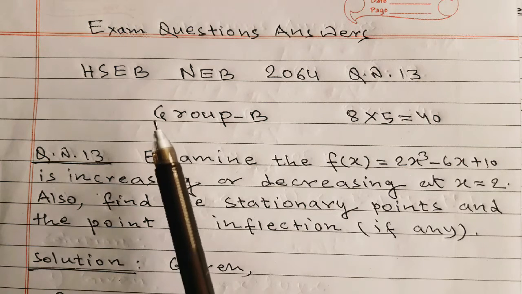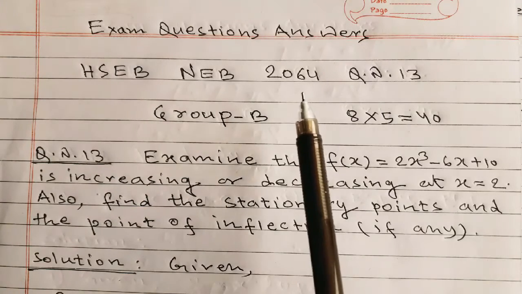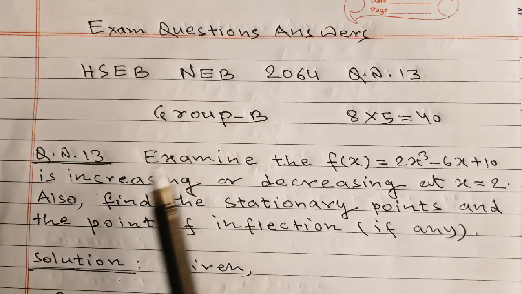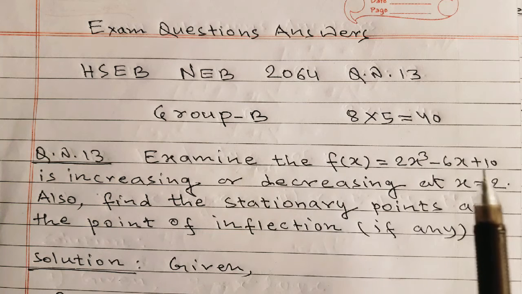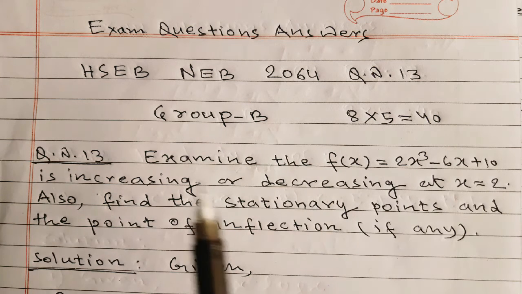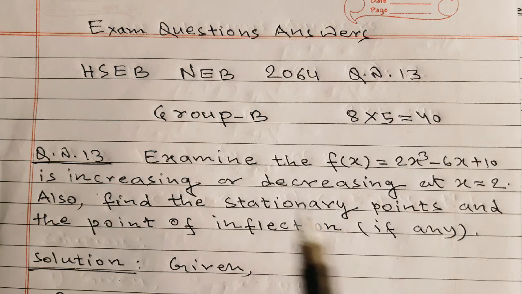Today in this lecture, we are going to discuss exam question answers, HSEB NEB 2064, question number 13, Group B. Question number 13: examine whether the function f(x) = x³ - 6x + 10 is increasing or decreasing at x = 2. Also find the stationary points and the point of inflection, if any.